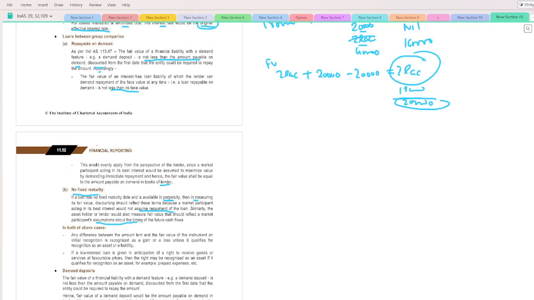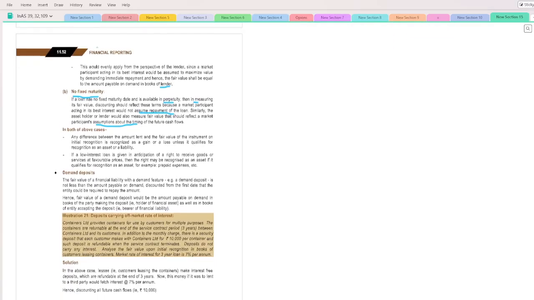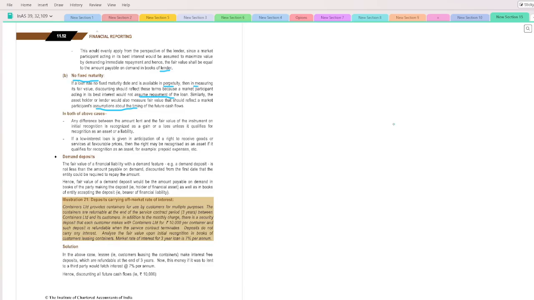The loan between the group companies. So here, for the lender it will be an equity investment, and for the borrower it will be equity. Any difference between the amount lent and the fair value of the instrument on initial recognition is recognized as a gain or loss, unless it qualifies for recognition as an asset or a liability. Okay.